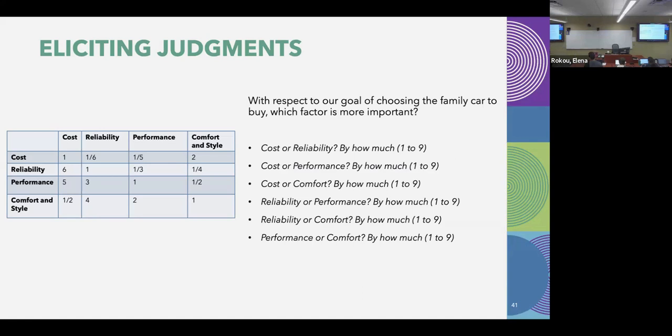How many judgments did I need to enter? 1, 2, 3, 4, 5, 6, the ones that are above the diagonal. These 2 I calculated from this one, because if performance is 1/2 of comfort and style, then I'm really saying that comfort and style is twice as important as the performance of the car.